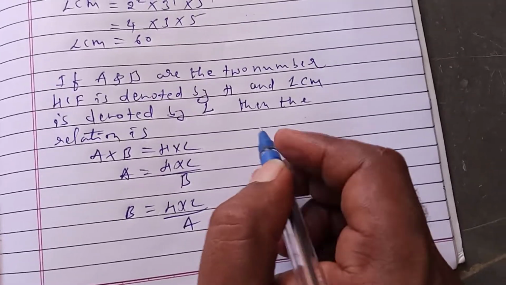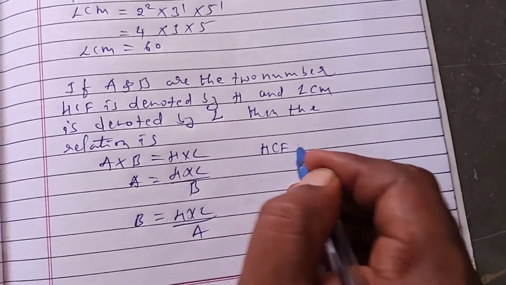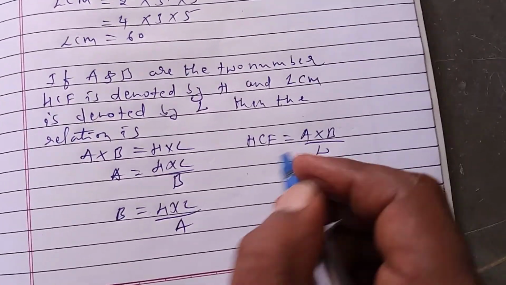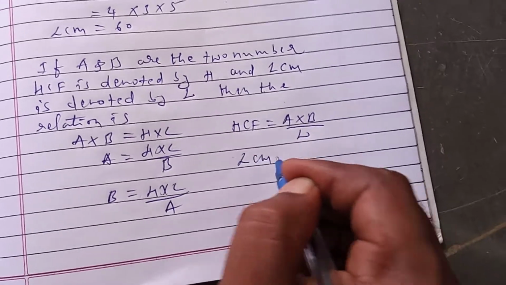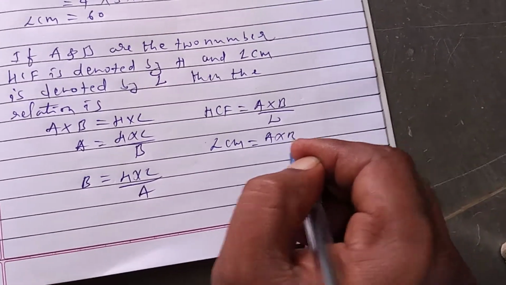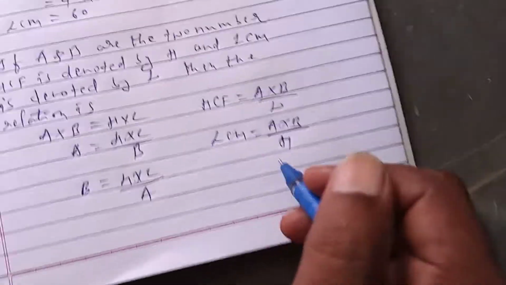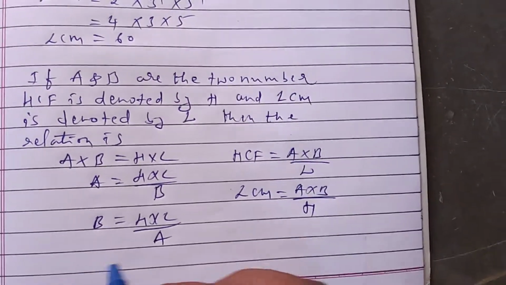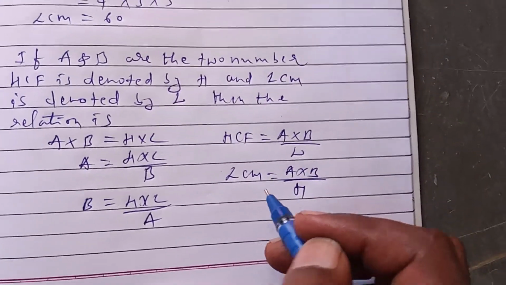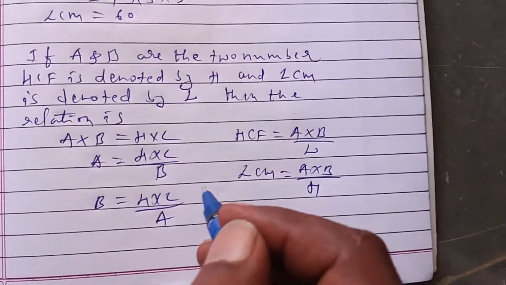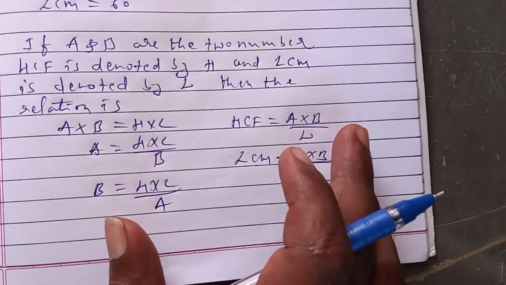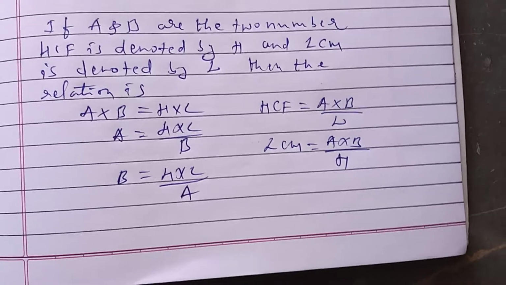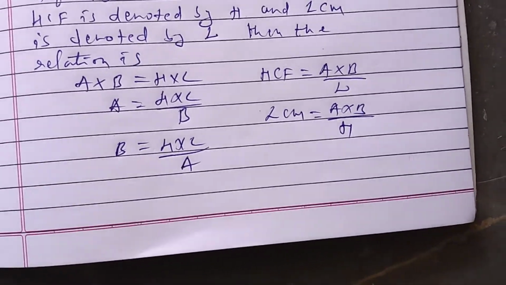If we want to find HCF, you take A into B divided by L. If we want to find LCM, it is equal to A into B divided by H. With the help of these relations, we can find the value of A, value of B, and HCF and LCM if we know any three parameters in these. You have to use these relations to find the LCM, HCF, and given two numbers.